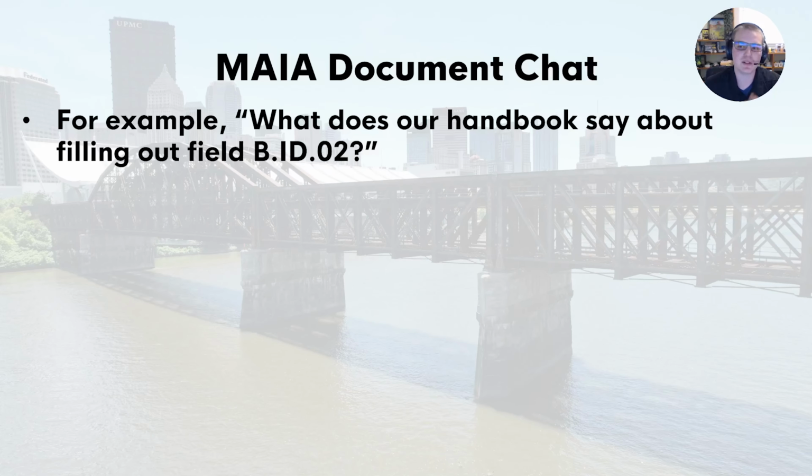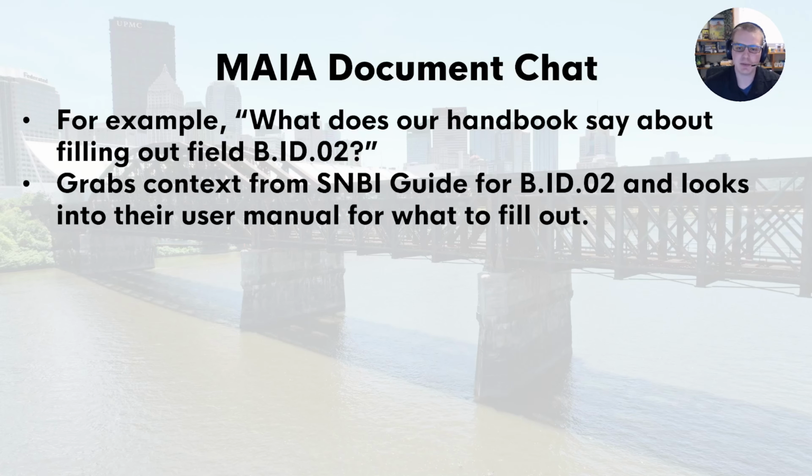For example, what does our handbook say about filling out field BID02? So in this case, it needs to be able to look up information in the handbook, and it needs to be able to look up information about that field of BID02, which is just bridge name. It grabs context from the SNBI guide for BID02 and looks into the user manual.